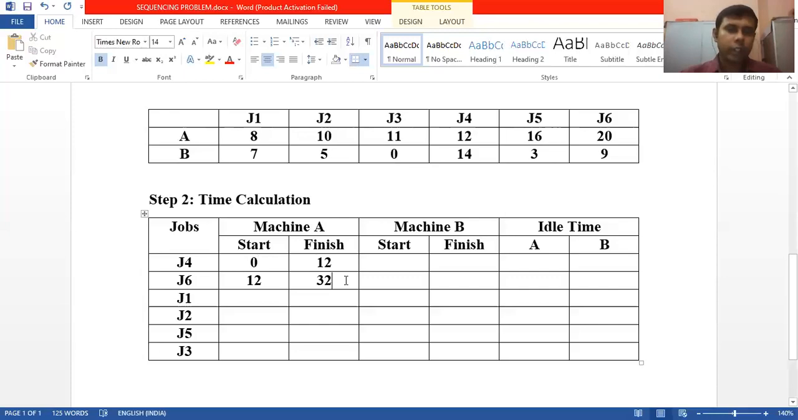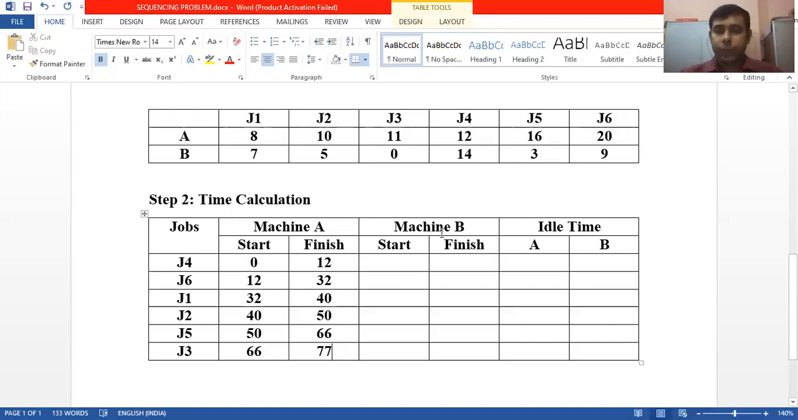Follow the same logic. Machine A will start job 1 only when it has finished job 6. So it will start at 32, and job 1 is spending 8 hours. So it is 40 hours. So J2 will start at 40 hours and J2 will finish at 50 hours. Now J5 will start at 50 hours and J5 will finish at 66 hours. Last, J3 will start at 66 hours and it will finish at 66 plus 11, which is 77 hours.